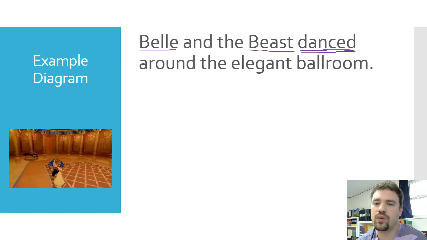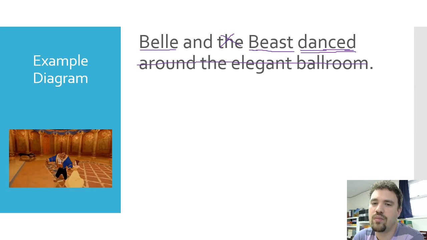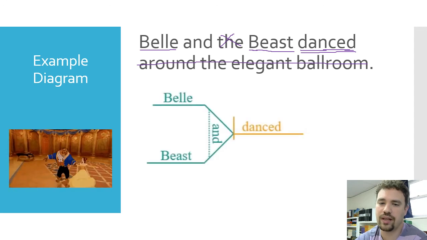We're not going to worry about the word the right now, right? And we're also not going to worry about around the elegant ballroom. That's a prepositional phrase and we could easily diagram it, but we're not worrying about it right now because we're just looking at subject and verb. All right, so let's look at what this diagram would look like.